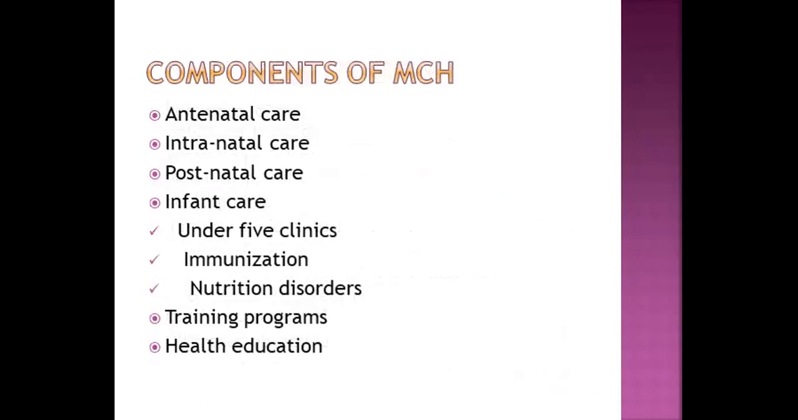Components of maternal and child health. It includes antenatal care, which is care during the pregnancy period, intranatal care, care of mother during delivery, postnatal care after childbirth, infant care, which includes under-5 clinics, immunization, dealing with nutritional disorders in infants, various training programs, and health education.